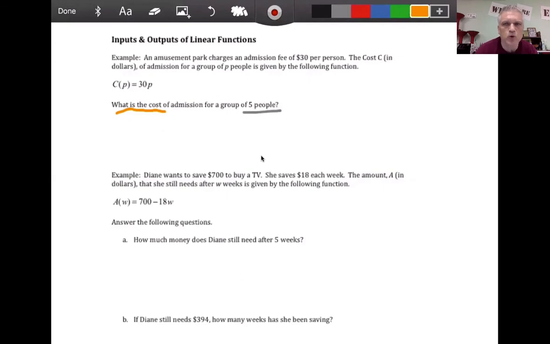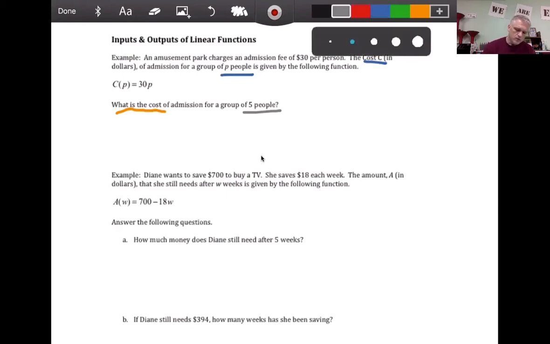Let's look at what the question's asking, and that should make it pretty clear on how we're going to do this. It says, what is the cost? So they don't know the cost for admitting a group of 5 people. So they do know how many people there are, but they don't know the cost. All right, well, they know P, they don't know C. Okay, let's keep it real simple. They know the value of P, they don't know the value of C.